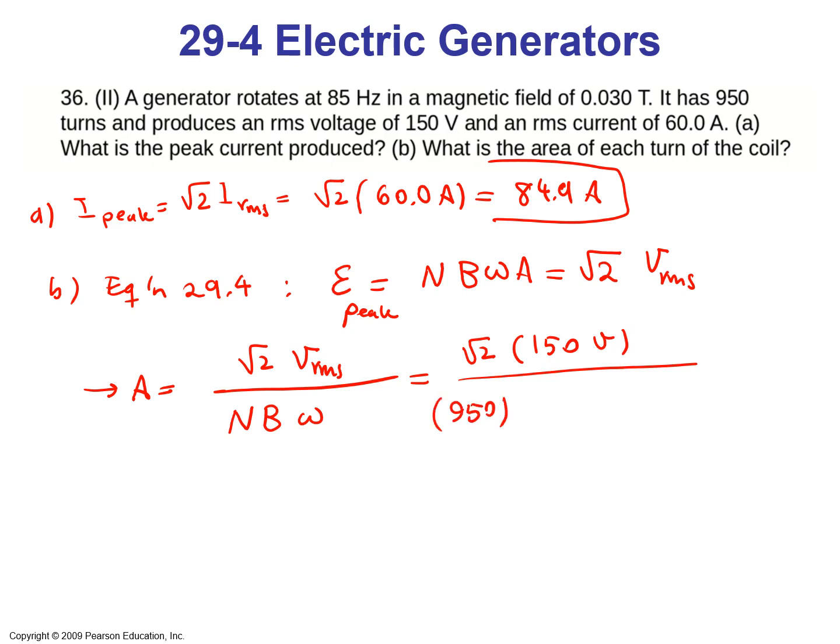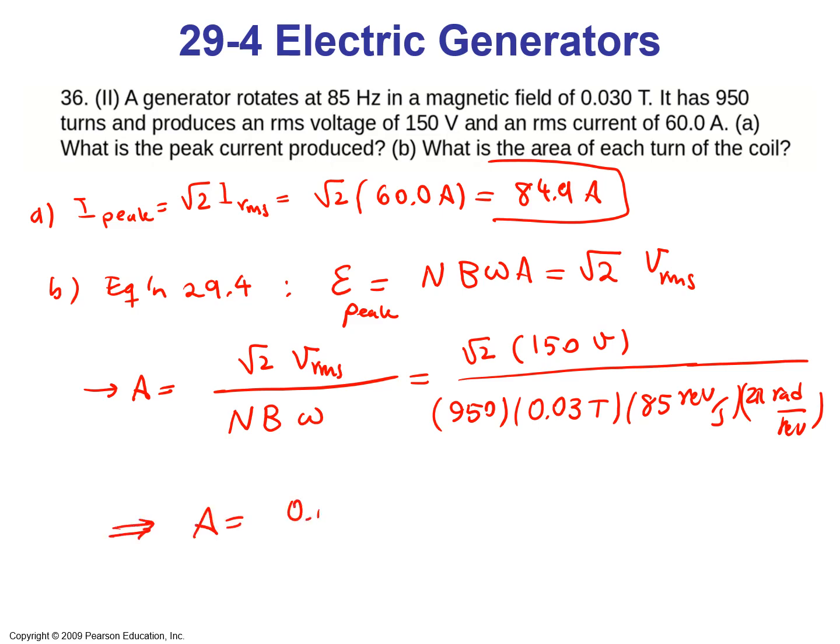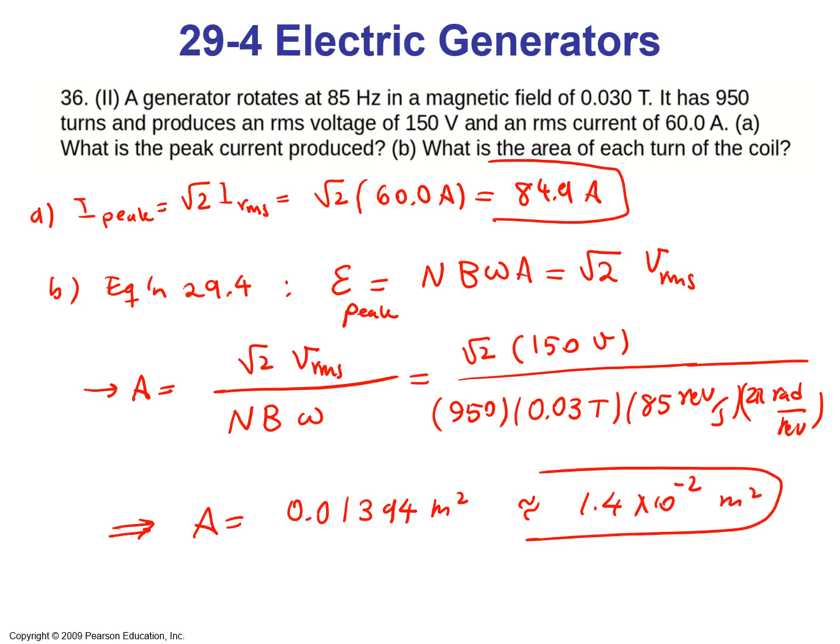Root 2 multiplied by 150 volts divided by 950 turns multiplied by 0.03 Tesla, and that is 85 rev per second multiplied by 2 pi radians per rev. That gives an area of 0.01394 meters squared, which is almost 1.4 times 10 to the power minus 2 meters squared.